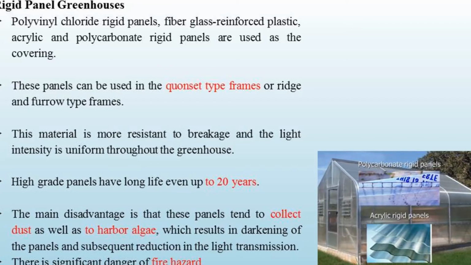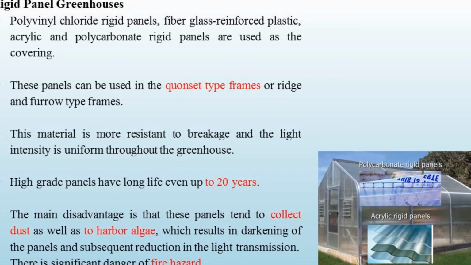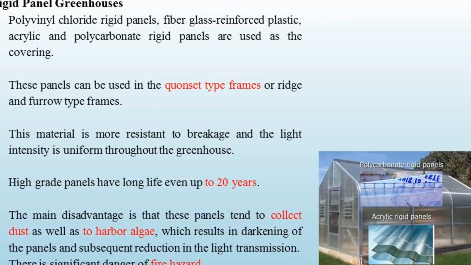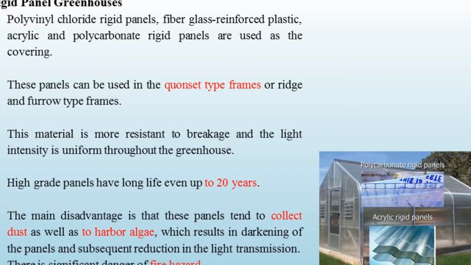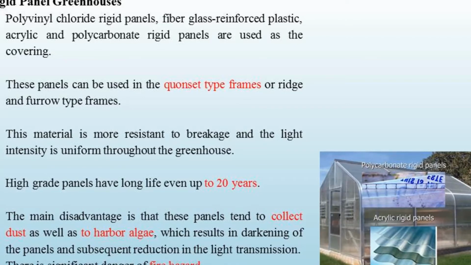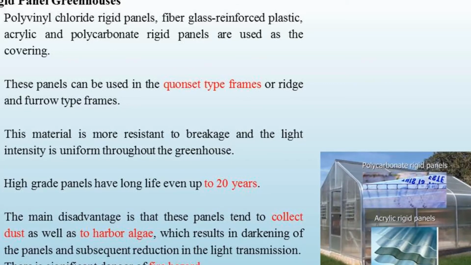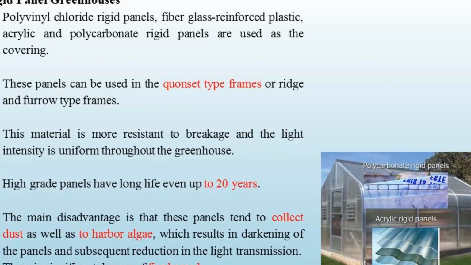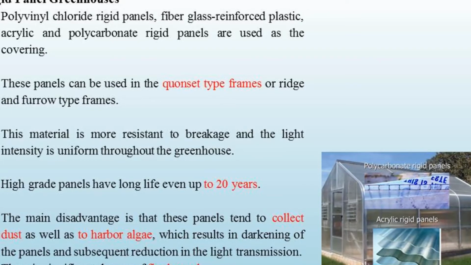The panels of this type of greenhouse are generally used in quonset and ridge and furrow type frames. There are some advantages of this type of polyhouse. First, the material is more resistant to breakage, and light intensity is uniform throughout the greenhouse as compared to glass and plastic polyhouse. Second, high grade panels have a long life, even up to 20 years.